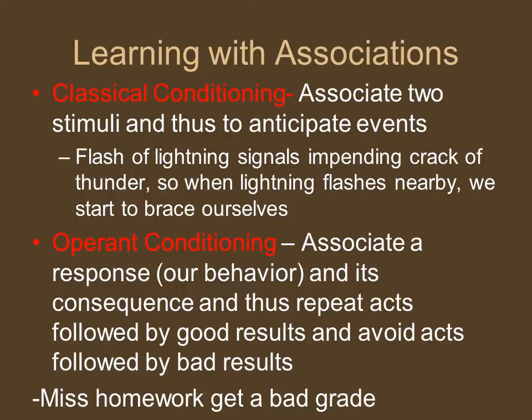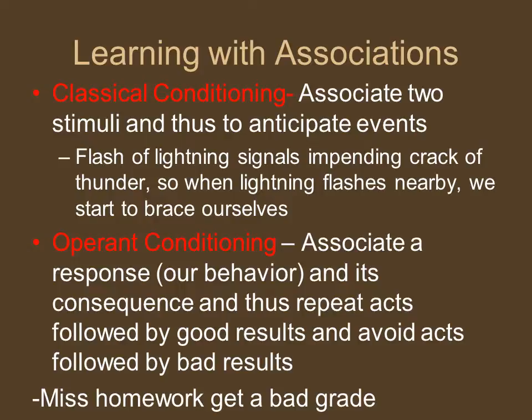Classical conditioning associates two stimuli and thus to anticipate certain events. For example, the two things that are paired together are a flash of light and a crack of thunder. So when lightning flashes nearby, you can begin to brace yourself to react a certain way. So the two things that are often paired together are the crack and the flash. And then how you're all of a sudden going to respond is you're going to become kind of anxious that something's going to happen.